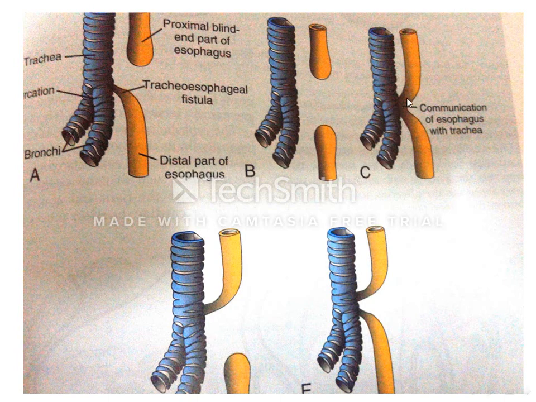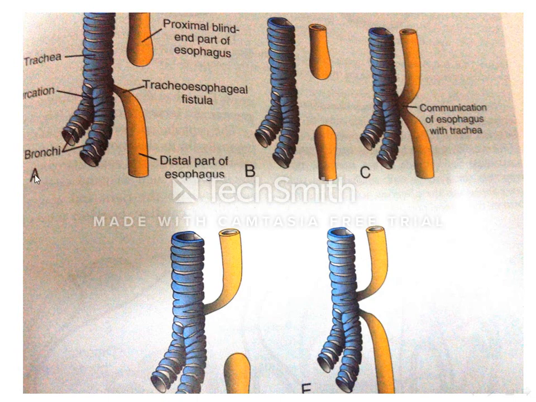Here there is a common communication between the proximal part and distal part of the esophagus with the trachea at the level of the bifurcation. While here is a communication between the proximal part of the esophagus and the trachea, with a blind distal part of the esophagus. And here also there is a communication between the upper part and distal part of the esophagus with the trachea, but opened in a separate opening for each of them.